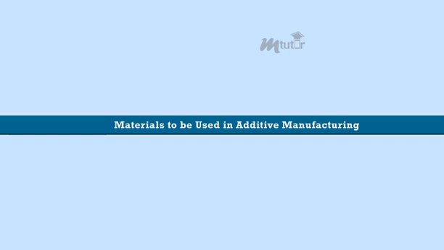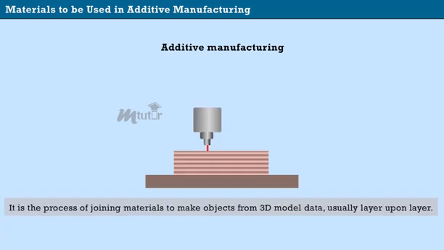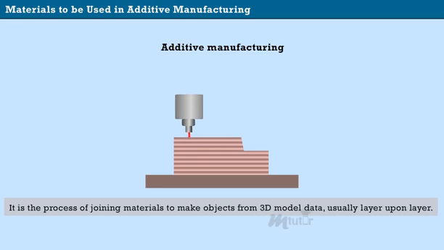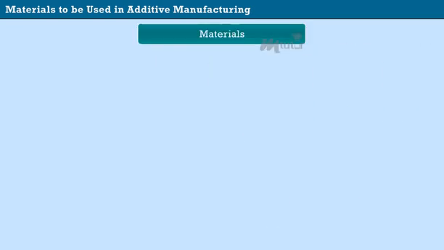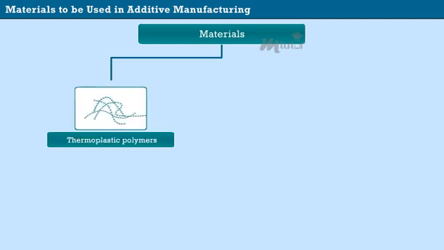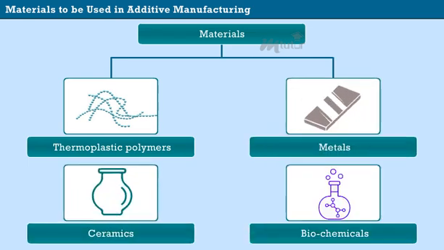Materials to be used in additive manufacturing. Let's start with the definition. It is defined as the process of joining materials to make objects from 3D model data, usually layer upon layer, as opposed to subtractive manufacturing methodologies. It is possible to create 3D objects using different materials such as thermoplastic polymers, metals, ceramics, and biochemicals.